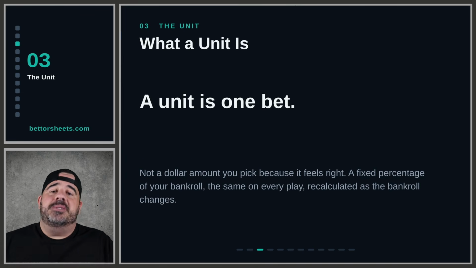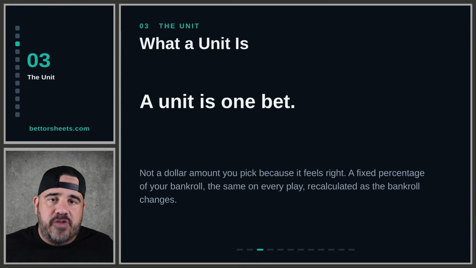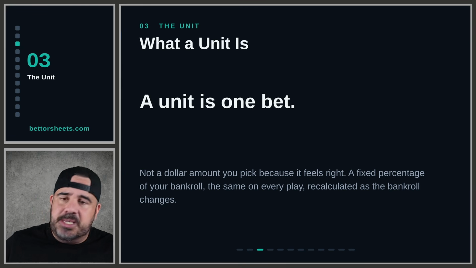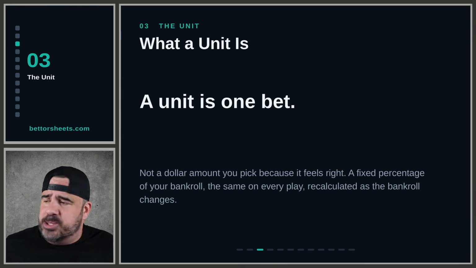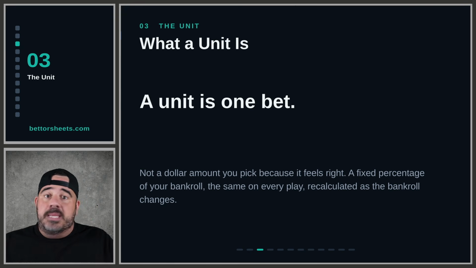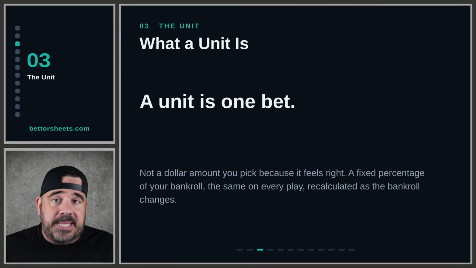So what is a unit? You hear the word unit all over the place in sports betting. What is your unit size? Oh, your units are nothing. You're betting $5 or your units are $1,000. It doesn't matter. A unit is a bet.